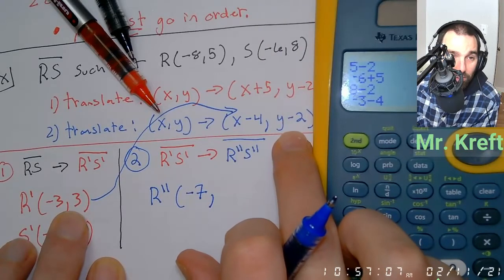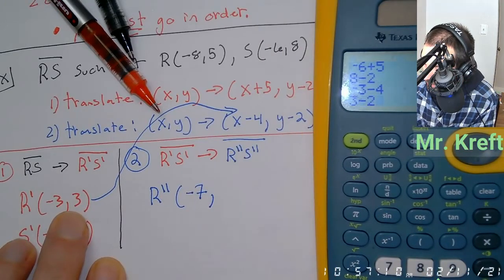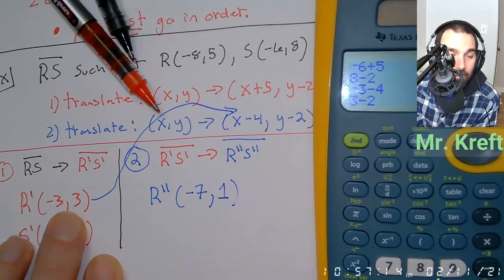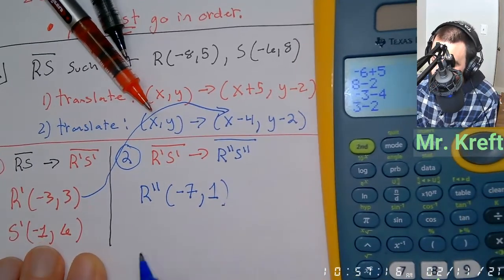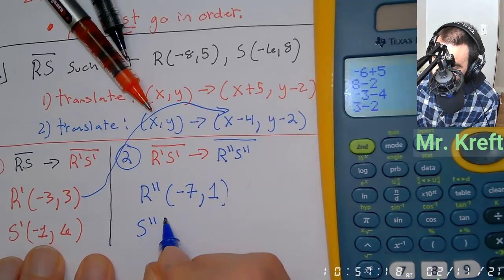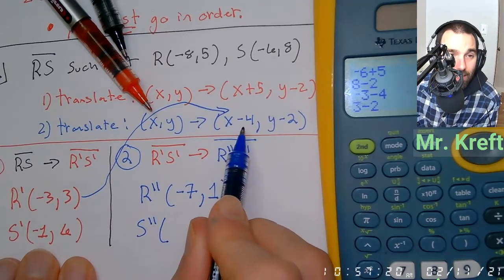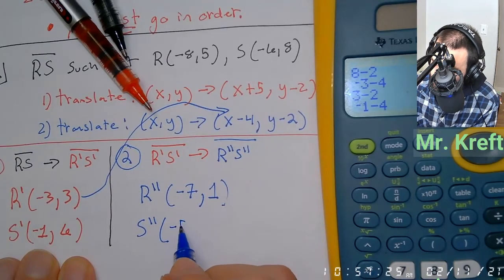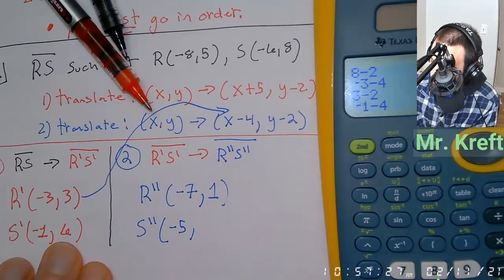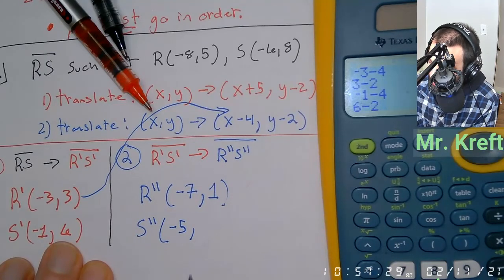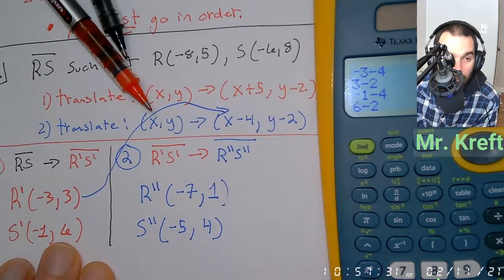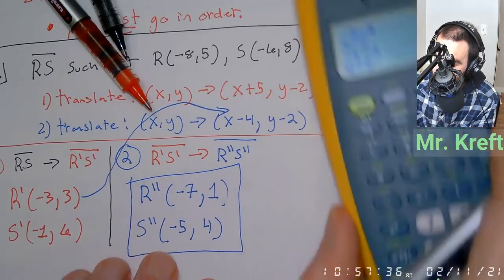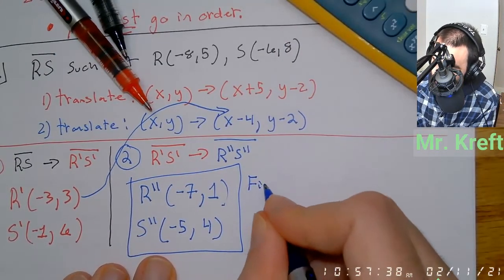And then I go 3 minus 2. 3 minus 2, I get 1. Okay. So then I do the same thing for S double prime. I'm going to plug in negative 1 minus 4. I get negative 5. I'm going to put in 6 minus 2. I'm going to get positive 4. Okay? And this right here is my final image.